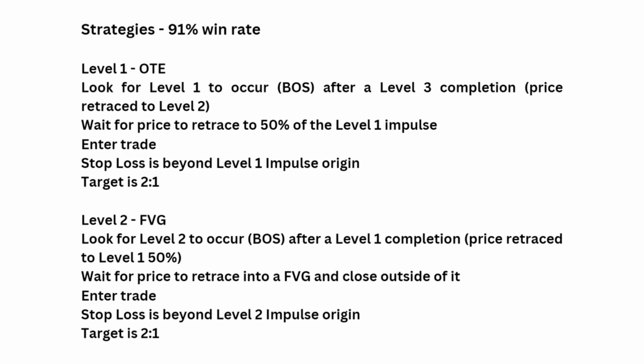For level 2, look for a fair value gap after the level 1 has been completed. Wait for price to retrace into the fair value gap and close outside of it. Then enter the trade. Your stop loss is beyond the level 2 impulse origin. Your target is 2-to-1 reward to risk.